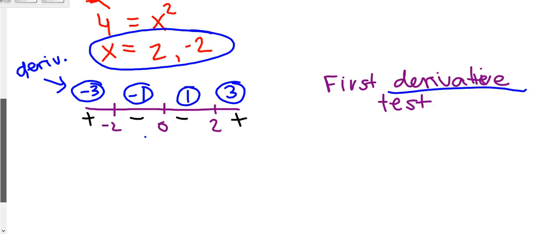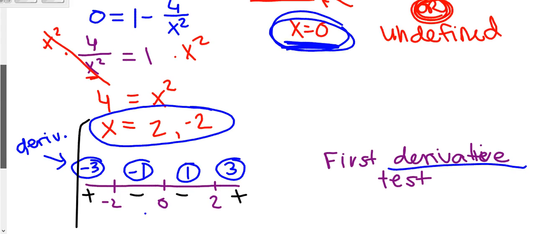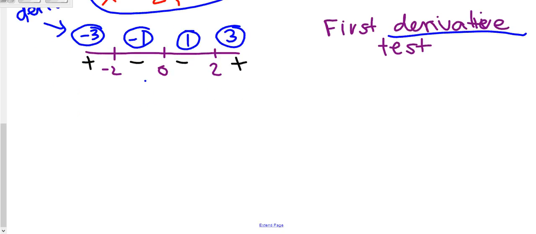Now I need to look at where it is increasing and decreasing. A positive derivative means that my original function is increasing. A negative derivative means my original function is decreasing. So it is decreasing here and here. Again, my derivative turns to positive at the end, so it is increasing.